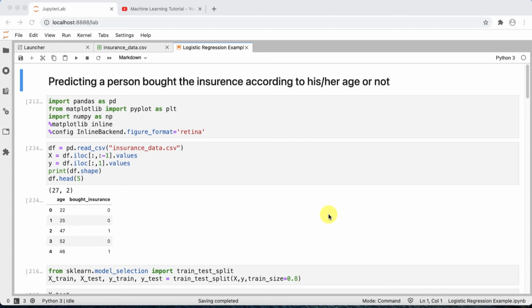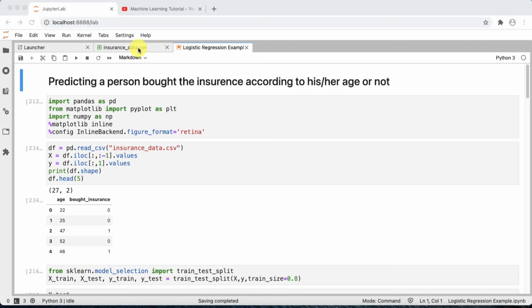So in my previous video we have seen the theory concepts, what is the meaning of logistic regression and what is the sigmoid function and all that, right? So today in this video we are going to learn the practical example of how this logistic regression is working, right? So first of all we are starting with the example of predicting whether a person bought the insurance according to his or her age or not.